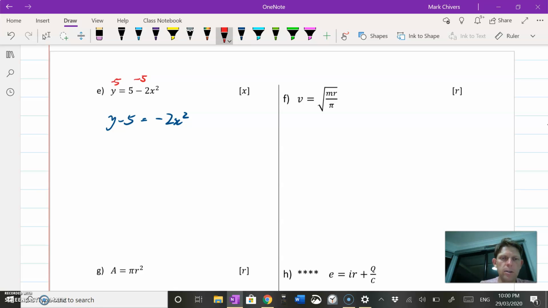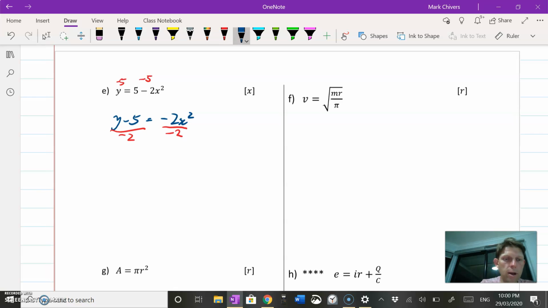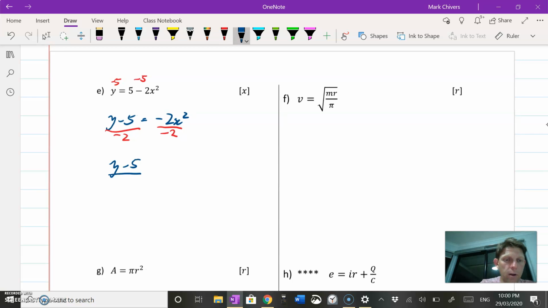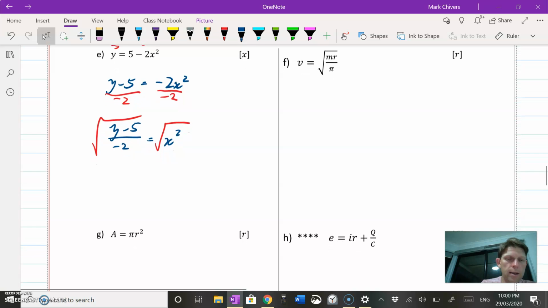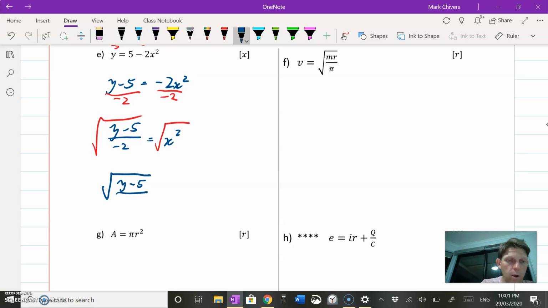So the best thing I can do here is get rid of that -2 out the front. So if I divide this side by -2, that's going to get rid of that -2 in front of the x. But I'll have to do that to both sides. So I rewrite that as y minus 5 over minus 2 equals x squared. So now the opposite of squaring something is to take the square root. So I'm just going to have to do that to both sides. And I end up with the square root of y minus 5 over -2 equals x.